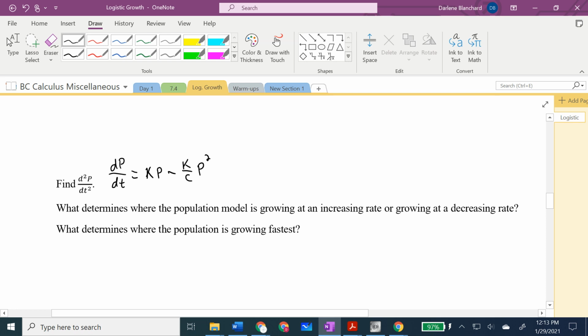Okay. If I'm going to find the second derivative of population with respect to time, I have to differentiate with respect to time. In here, my only variable is P, and P isn't time. So I have to differentiate implicitly. So I am going to d/dt both sides of the equation. On the left, that gives me my second derivative.